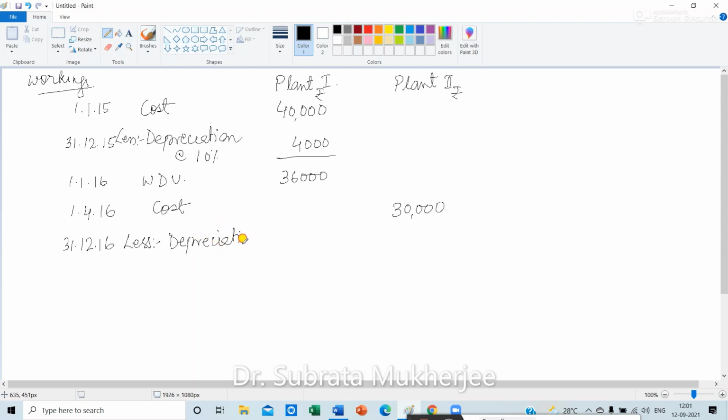I request the students to write the solution and the working in your notebook. So what is the amount of depreciation on rupees 30,000? 30,000 into 10% is the rate of depreciation, and the time will be 9 months because the machine was purchased on 1st April. So you have 9 months from 1st April 2016 to 31st December 2016. So 9 by 12. This will be 2,250. And the depreciation on 36,000 will be 3,600, because 10% on 36,000 is 3,600. I mark it with an asterisk here.